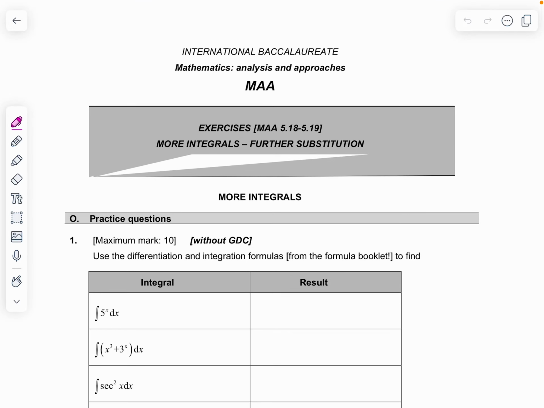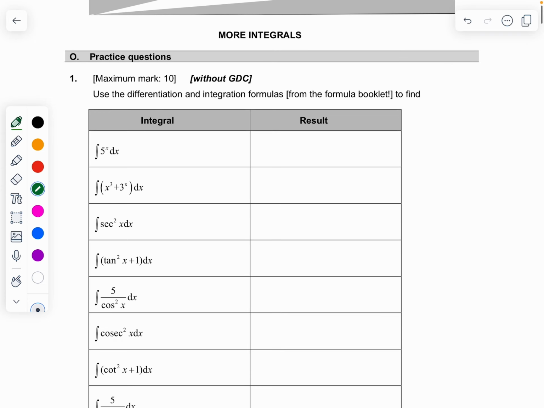This video is for IBDP AAHL integration topic, and the subtopic is integration by further substitution. So the first 10-mark question, without GDC. He's asking us to use the differentiation and integration formulas from the formula booklet to find the integrals.